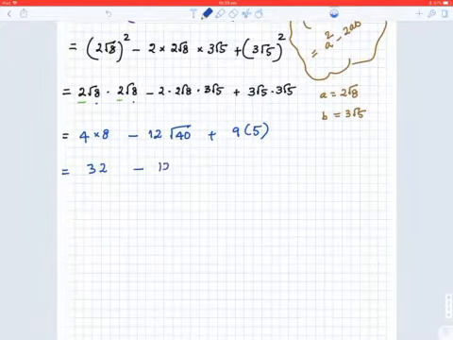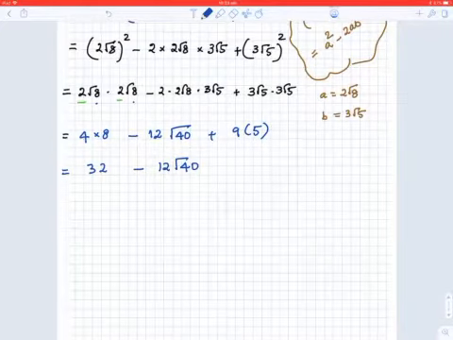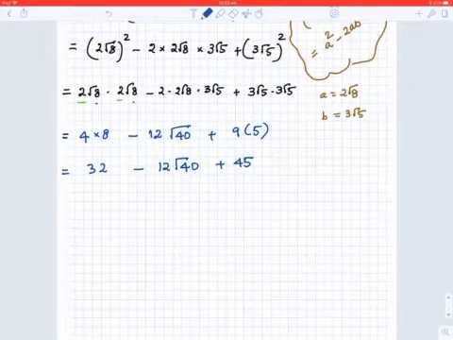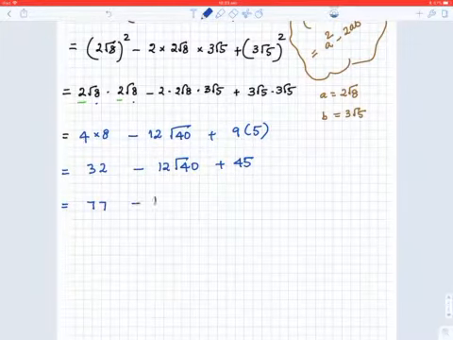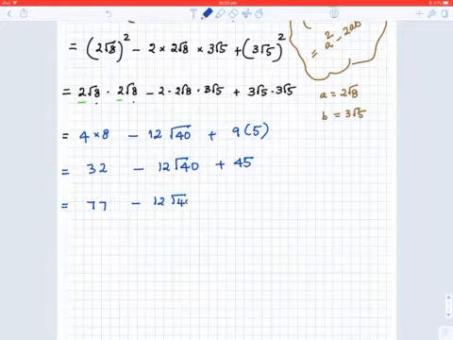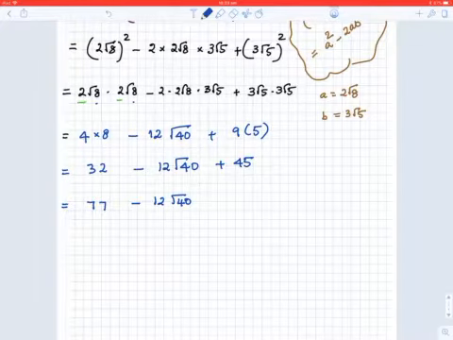Okay, now which becomes 4 times 8 is 32. Take away 12 root 40 plus 45. Now first you are going to combine the numbers. When you combine the numbers, it becomes 77 minus 12 root 40.